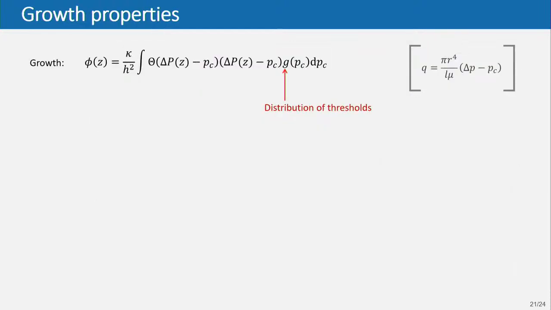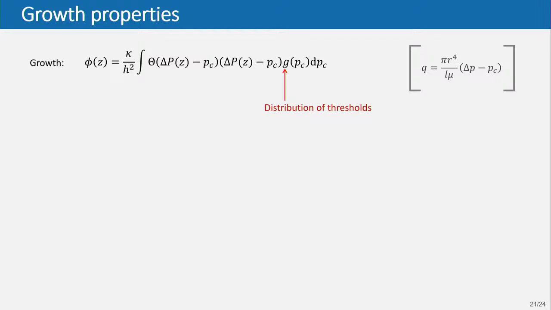And then the last part, the growth versus pressure drop. If you think about the growth, phi is the growth, and there is a distribution of the capillary thresholds in the pores. So, the growth of the fingers will depend on how many pores are invaded and the pressure drop across. This is from the same Washburn equation.